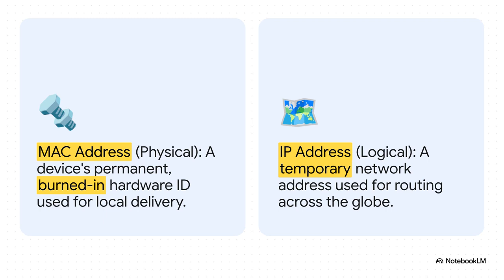A MAC address is a physical address. It's like your device's unique serial number, and it's used for local hop-to-hop delivery. An IP address, on the other hand, is a logical address. It's temporary, like your street address, and it's used to get your data across the entire globe. Your MAC address never changes, but you get a new IP address every time we join a new network.